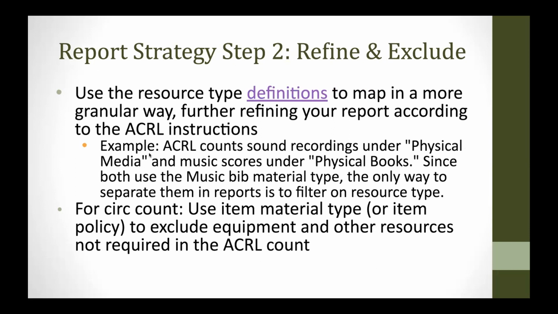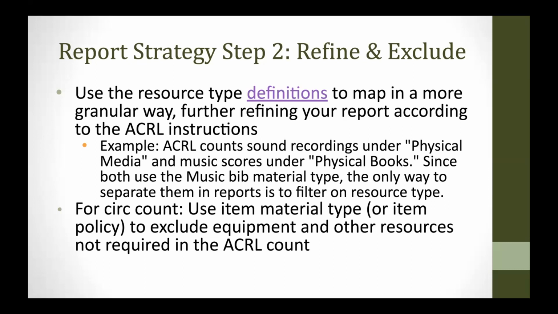So in this example here, if we continue the book and the music score thing, ACRL counts sound recordings under physical media and music scores under physical books. Now, both of these use the bib material type of music. So if you want to separate them for the ACRL count for physical books and then the other count for physical media, the only way to do that is to filter on resource type. And we'll look at an example later on when we look at the example reports.